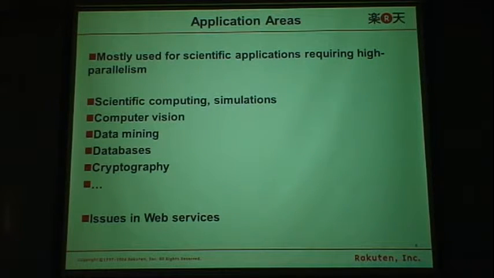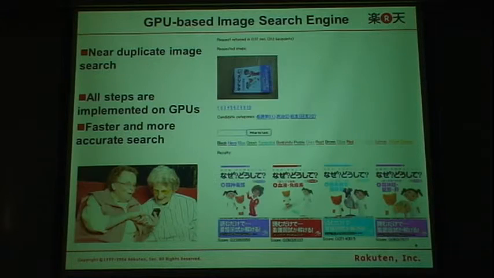But they are mostly used for scientific applications like simulations, computer vision, data mining, and some applications in databases and cryptography. There are few online applications because online applications are mostly data intensive, not compute intensive. We have developed an image search engine based on GPUs. Our aim is to search near duplicate images in real time that can be usable in web search.